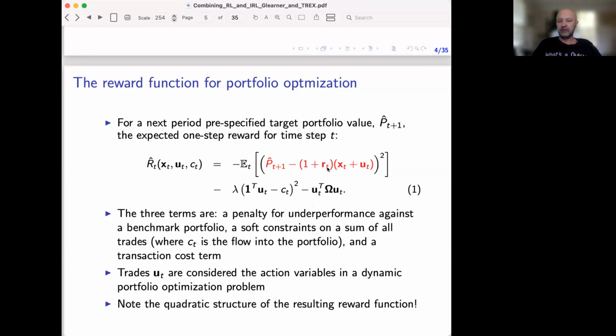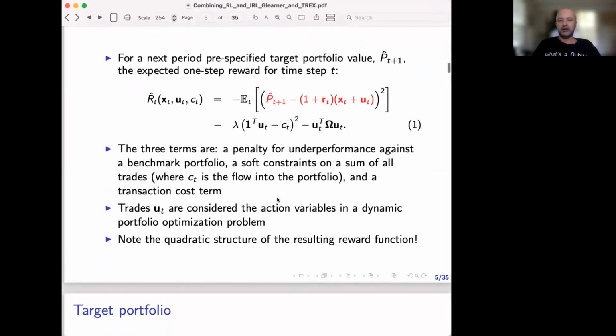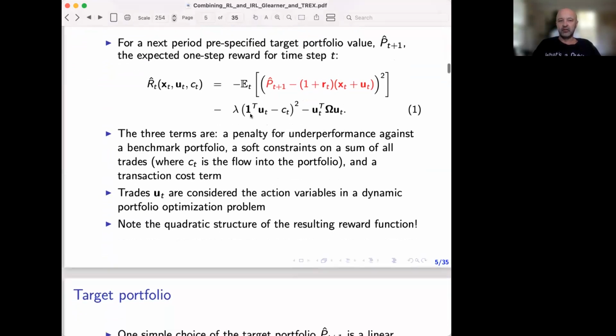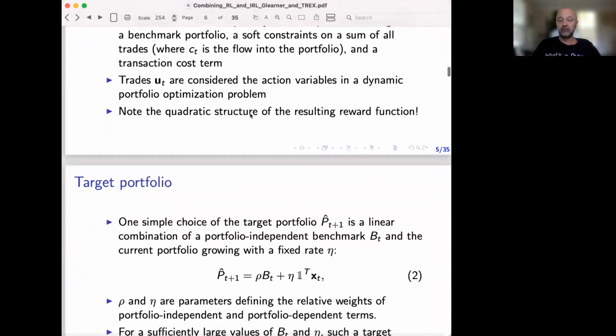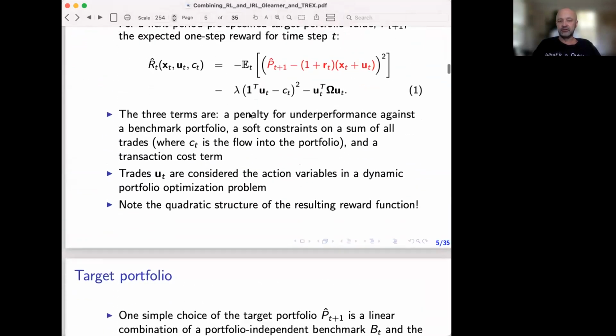And finally, the last term is the simplest possible function for transaction cost, so it's a quadratic function. All right. Now what you can see here is that as a function of x and u, this is a quadratic function, which turns out to be very important for the solution of the model.